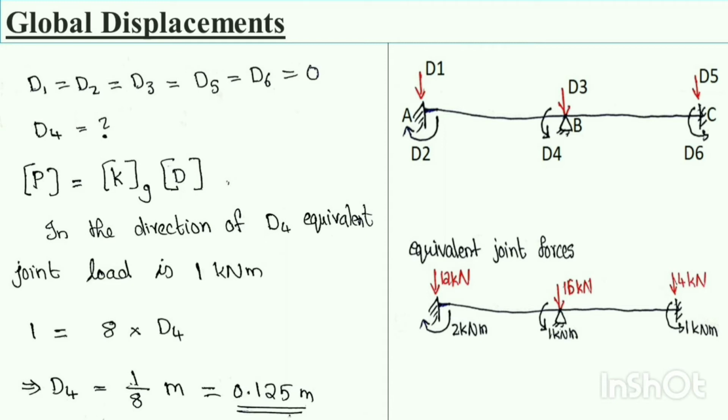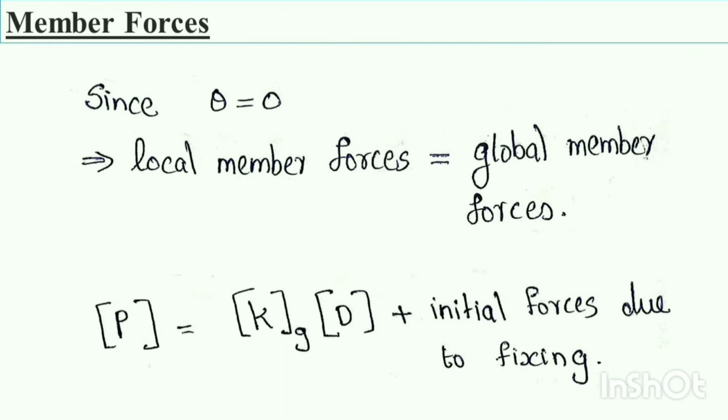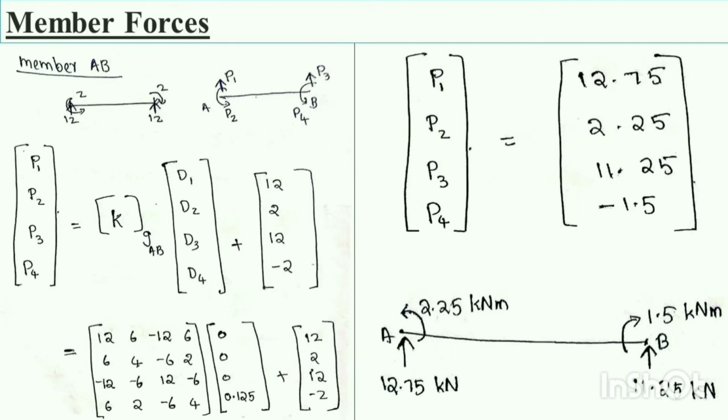Okay. Next, to find the member forces, we have a formula P is equal to Kg into D. But since this is a frame, we have to add the initial forces due to fixing. For finding the equivalent joint force, we have converted the member load into joint forces. So we have to add the equivalent forces due to fixing to this Kg into D to get the final member force. Okay. First, let us consider member AB.